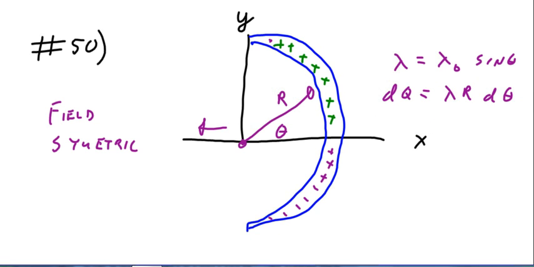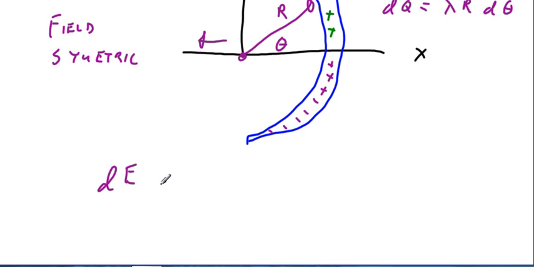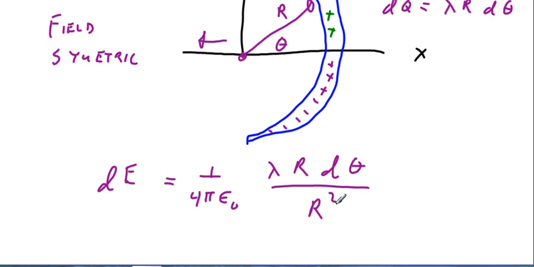So my change in my electric field is 1 over 4 pi epsilon naught, lambda r d theta over r squared. We're symmetric to the x-axis.